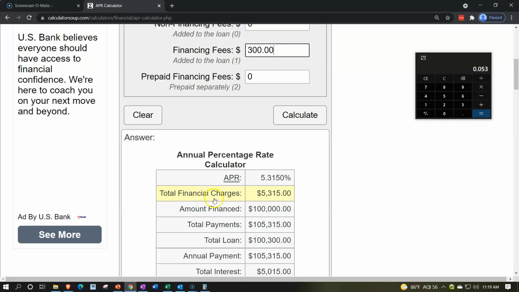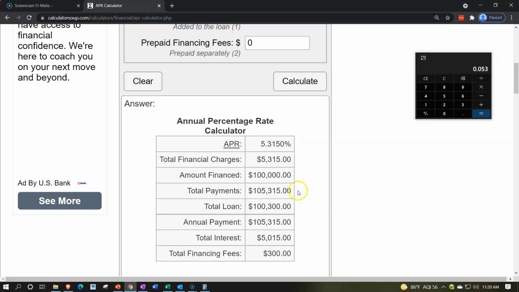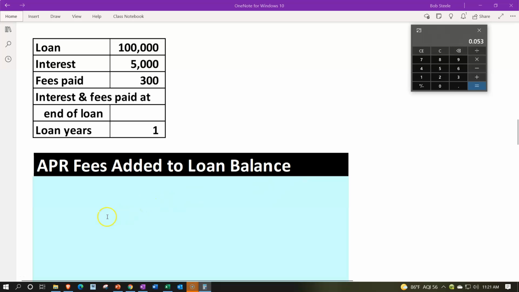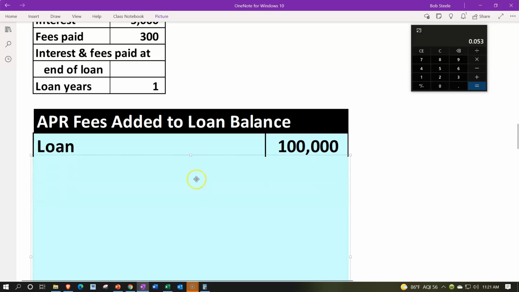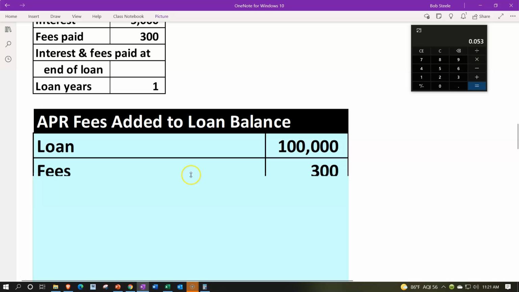And then they have the 100,000 loan, total payments 105,315, and the total loan. So they made the loan now at the 100,300 because they tacked on the fee to it. So let's look at that calculation here. We have the APR with fees added to the loan balance. So now we're going to do it in similar fashion as we saw with the APR calculator, the way it's typically set up in an APR calculator, often the way it might be set up in an installment type of loan situation with the fees. So you've got the loan at the 100,000, the fees are going to be 300.